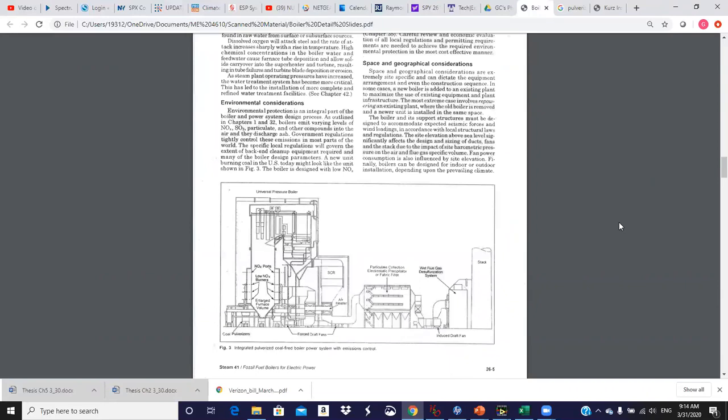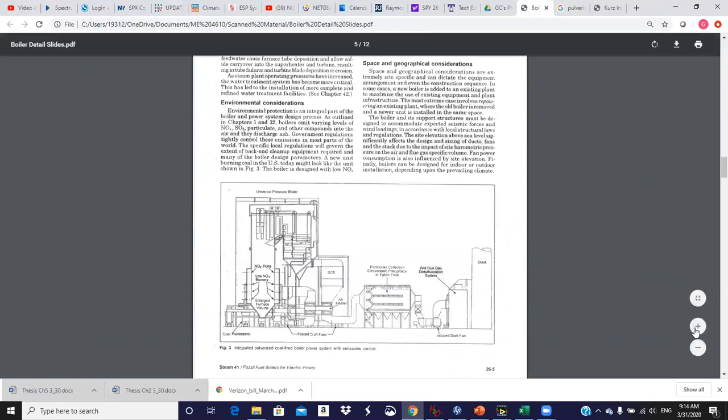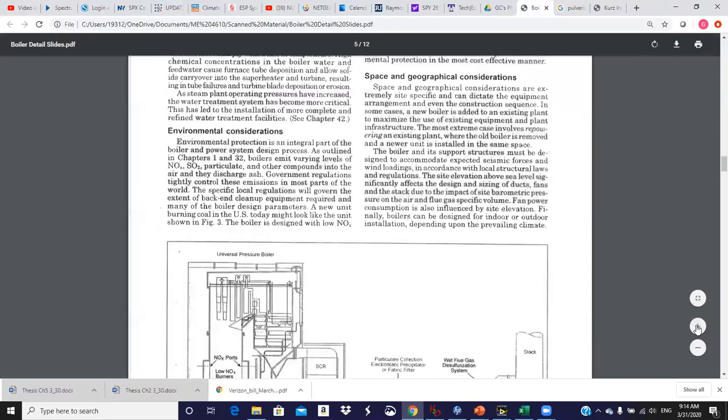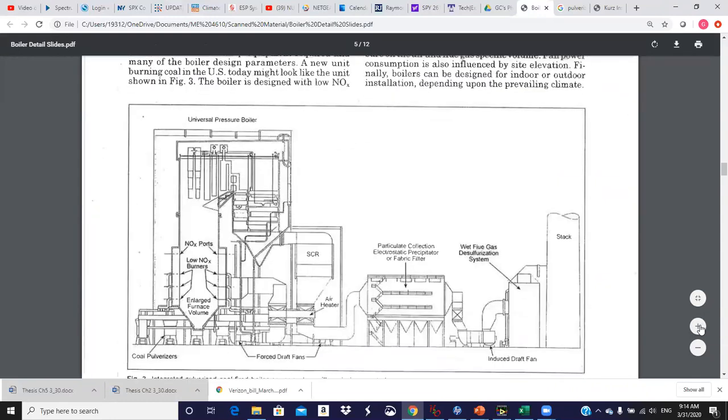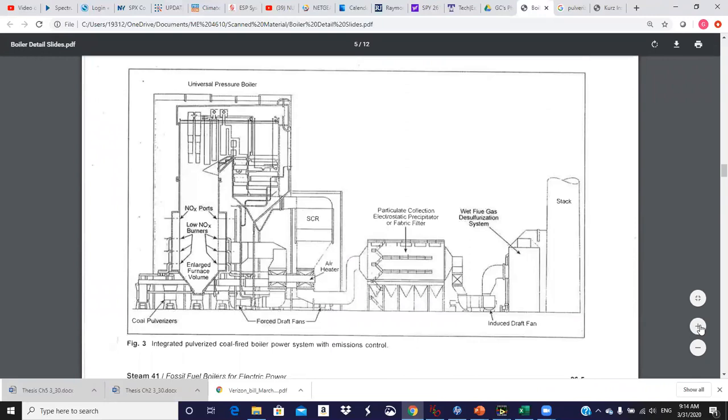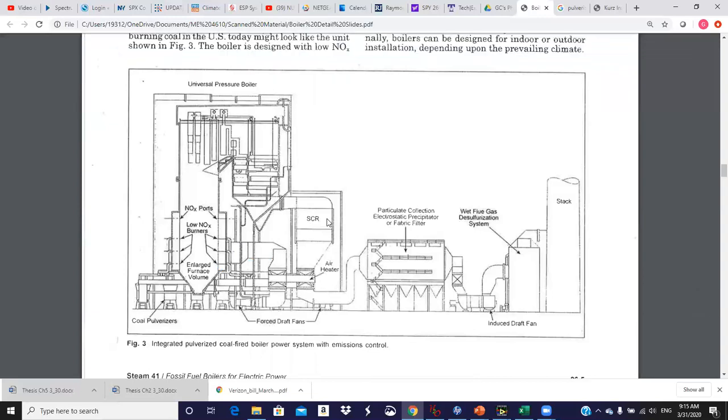This shows, let me make this a little bit bigger so you might see it, this is a kind of an updated figure. This shows the gas cleanup equipment a little bit better. So you see, as we come out of the economizer, before we get to the air heater, we have the SCR, that is for NOx removal. You need to do that at temperature.